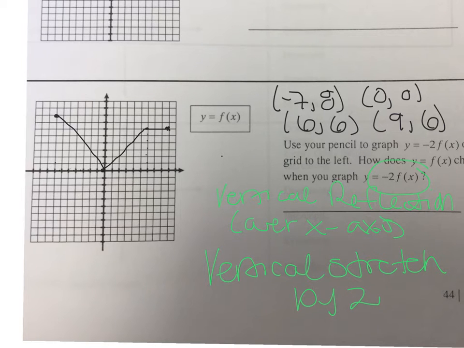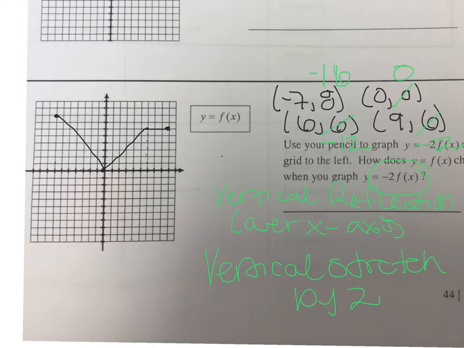Luckily for us, I just gave you all of these awesome ordered pairs, so we're going to do a little bit of math. We're going to take all of our y values, because the 2's on the outside, it's a y thing, and we're going to multiply them all by a negative 2. So in my first ordered pair, negative 7 stays the same, but the 8 is going to become a negative 16. And the next one, 0 times anything, is just going to be 0. And then my 6 right here is going to become a negative 12. And then my 6 right here is going to become a negative 12.